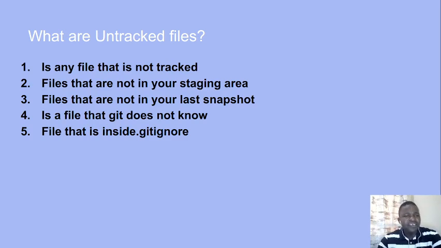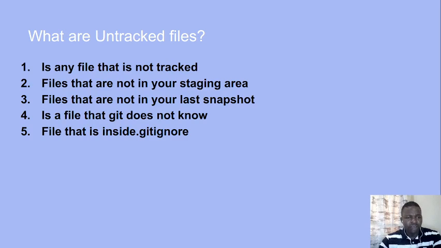It's any file that is not tracked. An untracked file is a file that you are not using in the stage area, that is not on your staging area. Untracked files are files that are not in your last snapshot. What is a snapshot? A snapshot is when you run git commit.